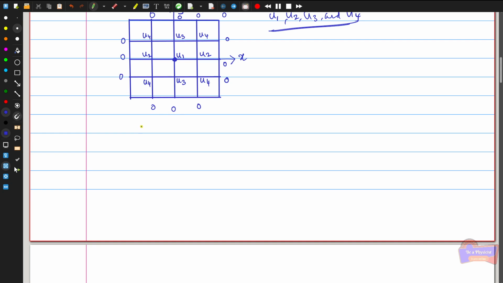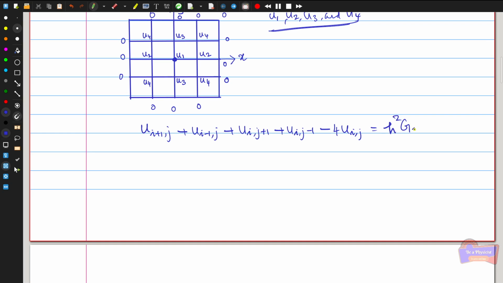The 5-point formula for Poisson's equation is u of i plus 1 comma j plus u of i minus 1 comma j plus u of i comma j plus 1 plus u of i comma j minus 1 minus 4 times u of i comma j, which is equal to h squared times g of i comma j.